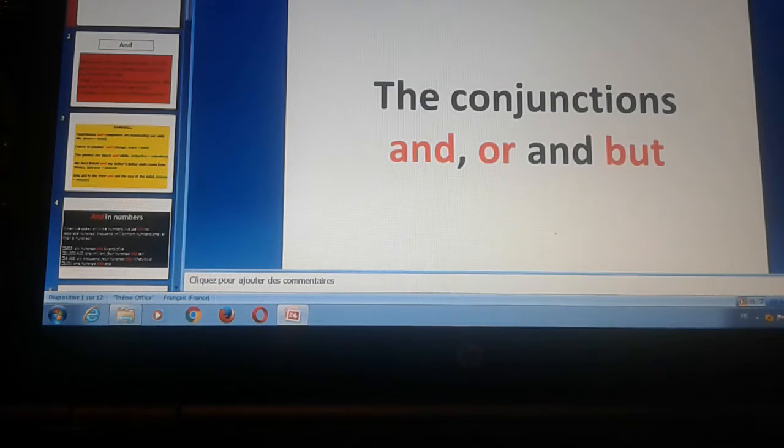Okay, before getting started, I would like to remind you not to forget to write down the date on your copybook.